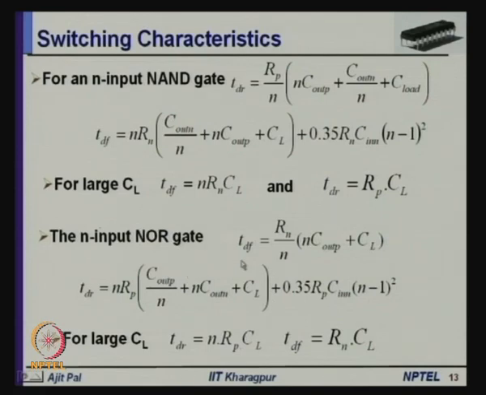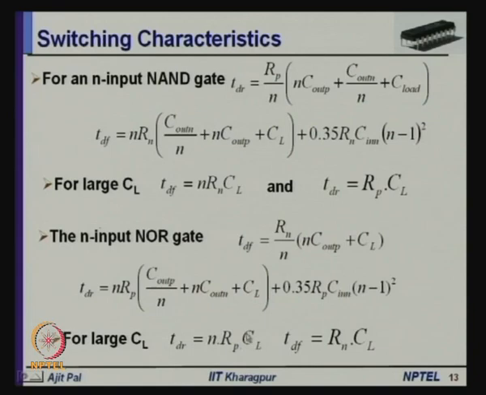Similarly, for the NOR gate, we find that TDF is equal to Rn by n into (n C out P plus CL). In this case, n PMOS transistors are in series. That is the reason why the fall time will not be affected much, and for n equal to 1, I mean when one of the transistors is on, it will be equal to Rn CL, as you can see. However, the rise time will be affected with the value of n. So, TDR is equal to n RP CL.